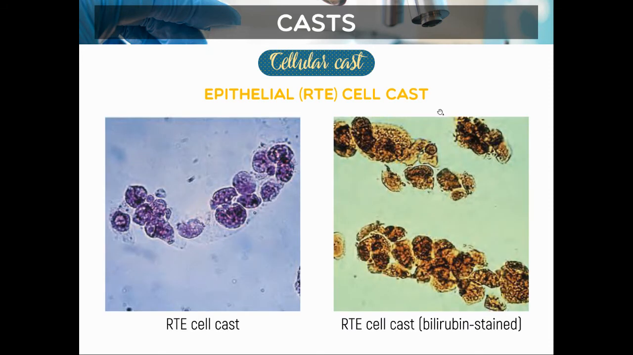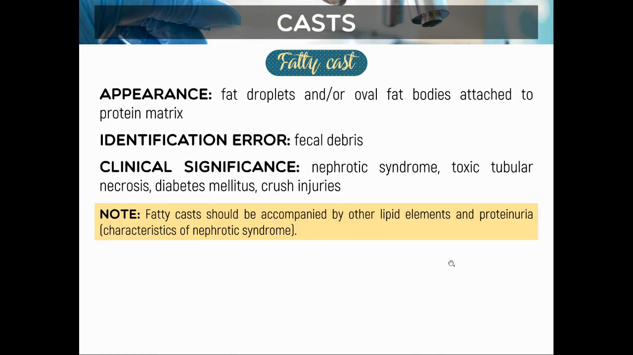As you can see here, to differentiate them, the epithelial cells are again the large type of cells, so they are much bigger than the WBC cast, but they still have parallel sides and round ends. And as you can see here, with bilirubin stain, in liver damage, bilirubin is excreted in the urine and taken up by the tubules, that is why it sticks to the RTEs, and once stained, the color of the bilirubin dominates. And the next type of cast is our fatty cast or fat cast.